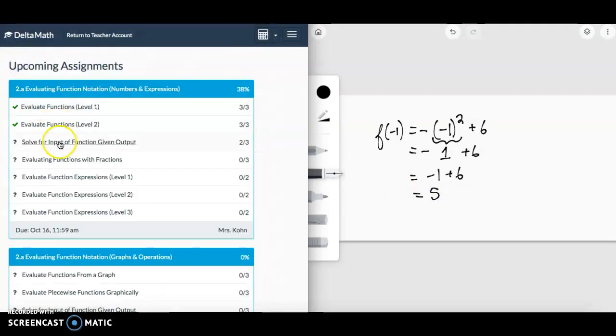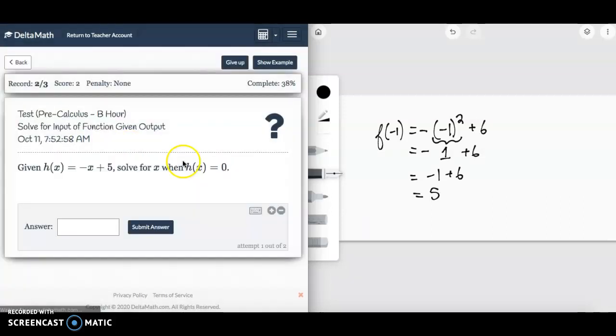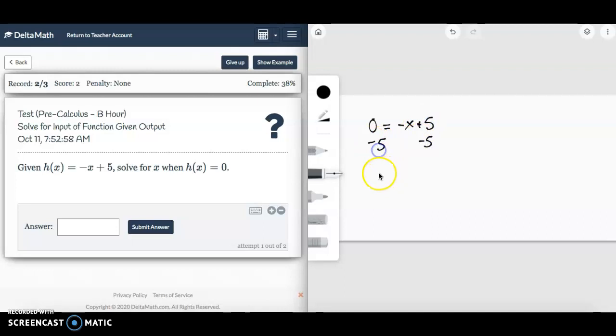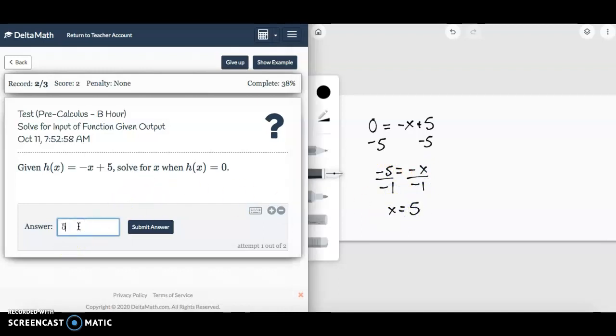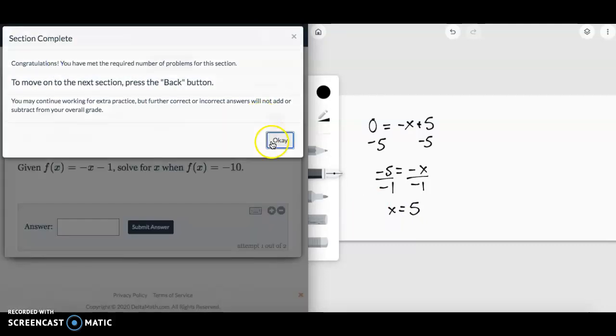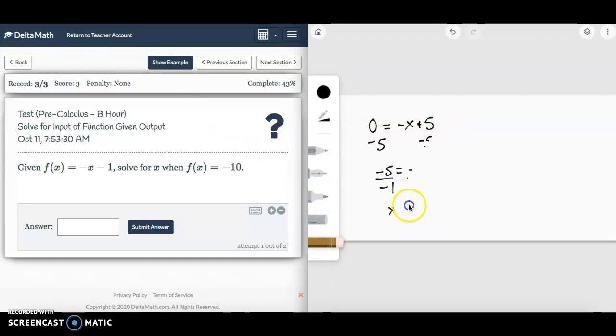Cool. All right. Solving for an input of a function given the output. So basically what happens here is that they give you the answer and they want to figure out what the x value is that would get you to that output. So instead of plugging 0 into my function, I set my function equal to 0 and then I solve for that x value. So subtract 5 over, divide by negative 1. So x equals positive 5. This is a little bit different because they have you solve for what the input actually would be instead of asking you to find the output. We can do one more of those.